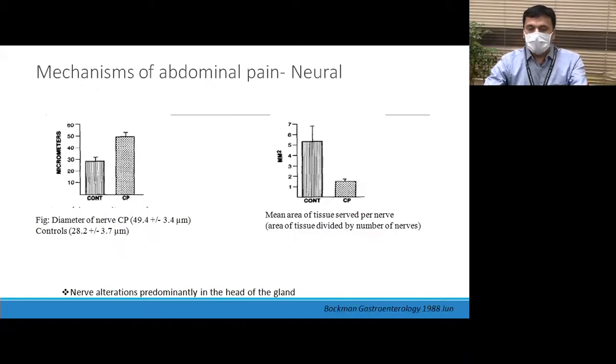So, this graph shows that the diameter of the nerve is statistically significantly higher in patients with chronic pancreatitis, and the mean area of tissue served per nerve is less in patients with chronic pancreatitis when compared with controls. All these findings of nerve alteration are found predominantly in the head region of the pancreas.